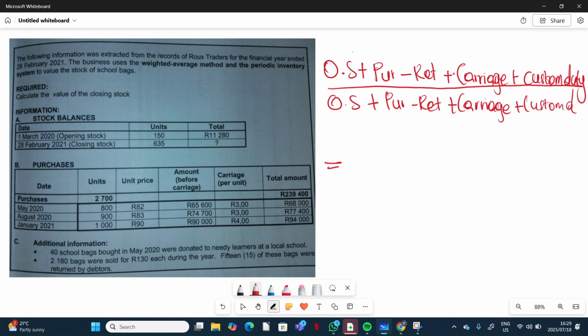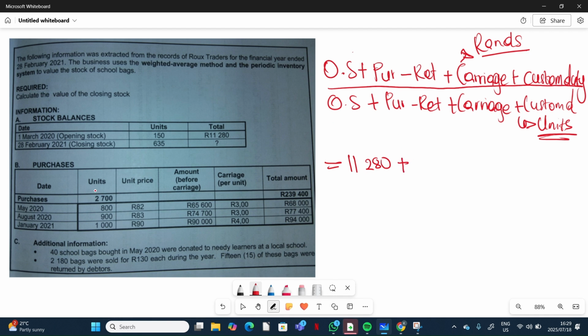Now, remember the one on top with the weighted average is in rands. Then the ones below are the units, because we are dealing with the weighted average method. So how much is our opening stock? Our opening stock is 11,280. We're going to add our purchases.